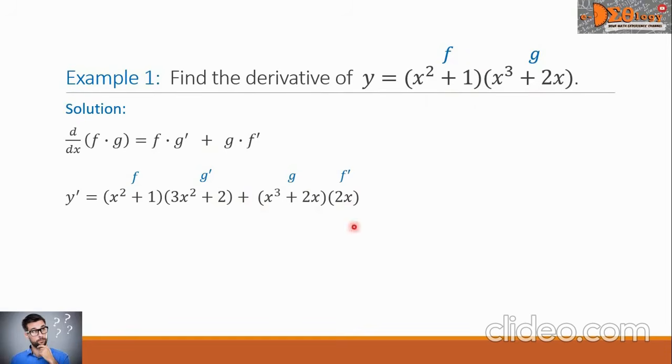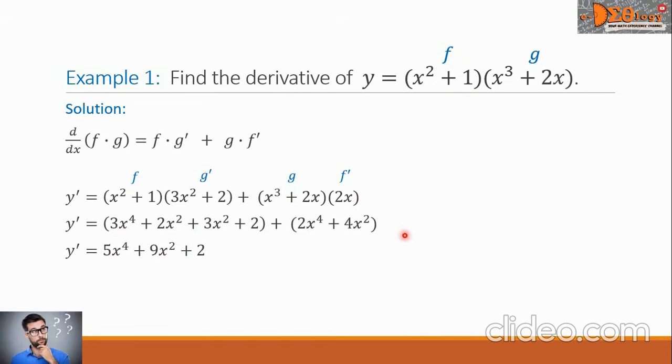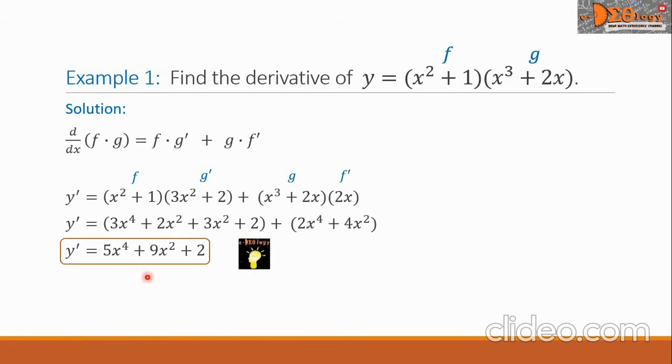Simplifying the product of each group, we have now 3x raised to 4 plus 2x squared plus 3x squared plus 2, plus the product of the second group here, we have 2x raised to 4 plus 4x squared. Let us remove the grouping symbol and combine similar terms. So we have now y prime equals 5x raised to 4 plus 9x squared plus 2. This is the derivative of the given function here.